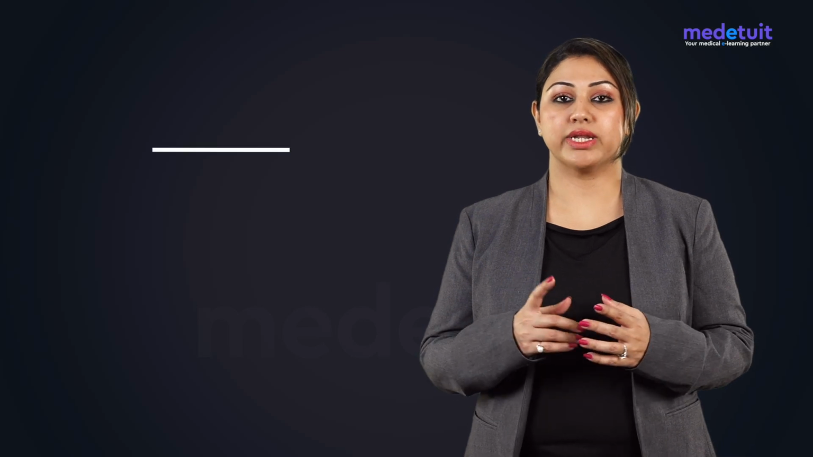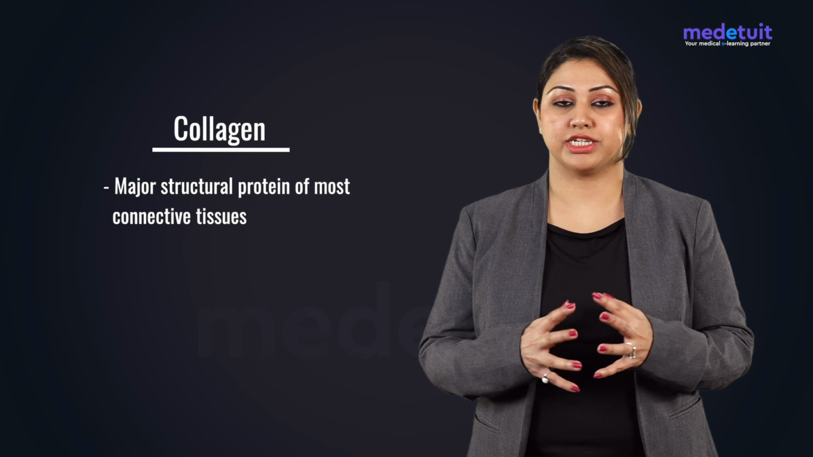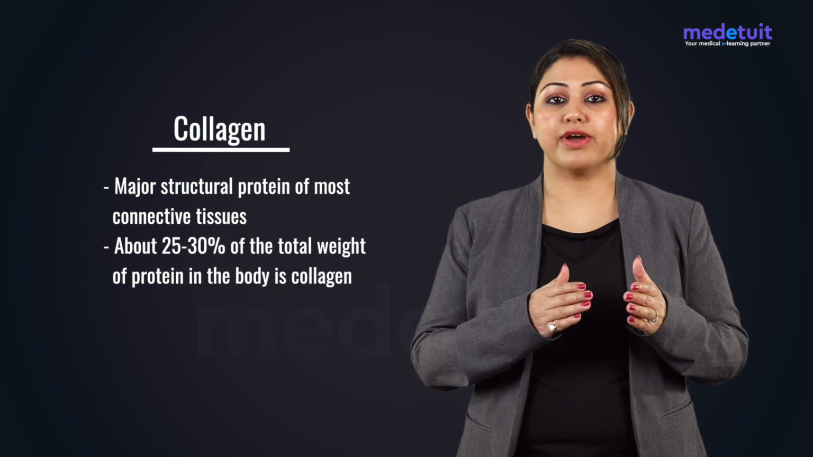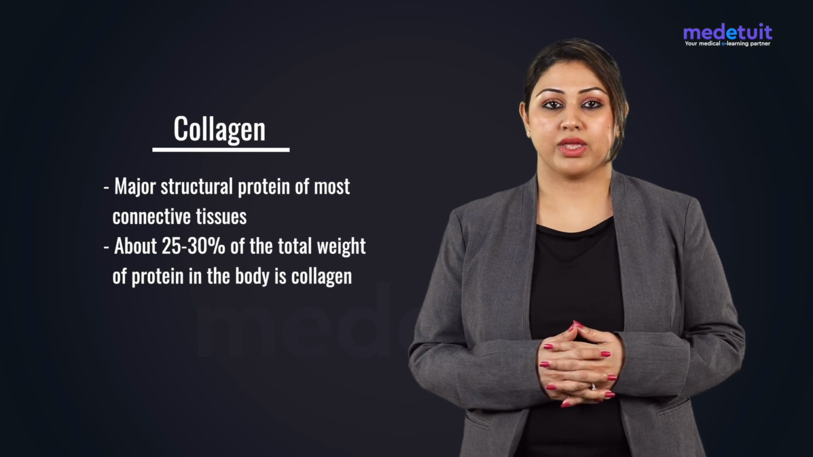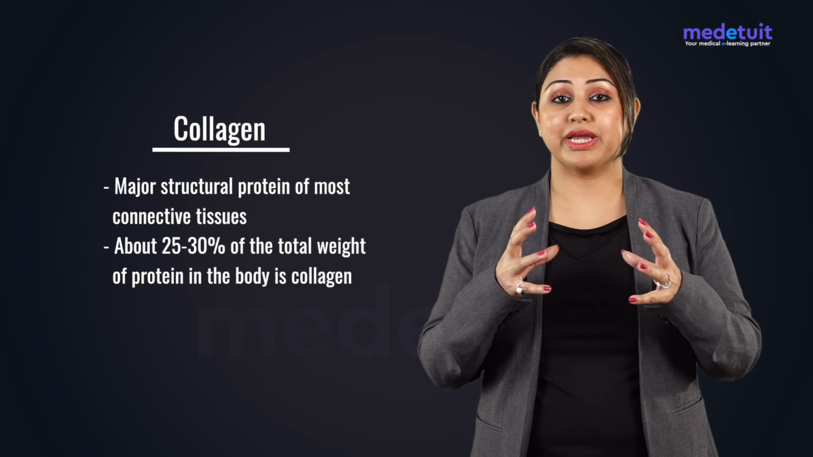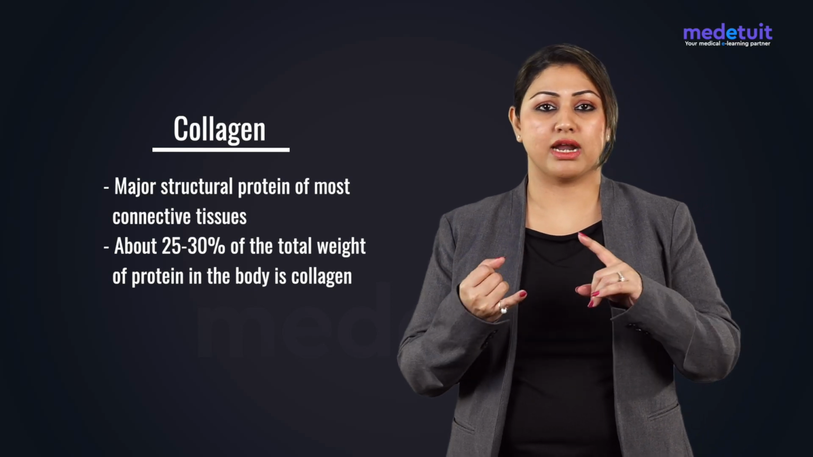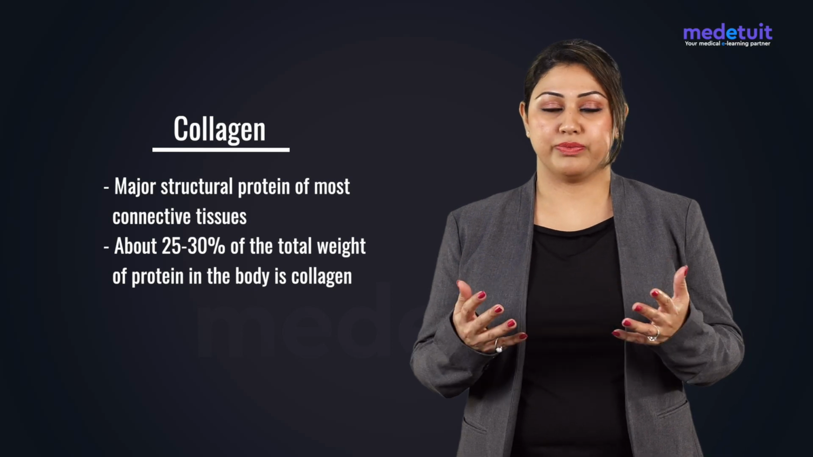So let's start with one component at a time. The first one is the collagen, which is the major structural protein of most of the connective tissues. About 25 to 30% of the total weight of protein in the body is collagen. It serves to hold together the cells in tissues. It is the major fibrous element of tissues like in our bones, in our teeth, tendons, cartilage and blood vessels.